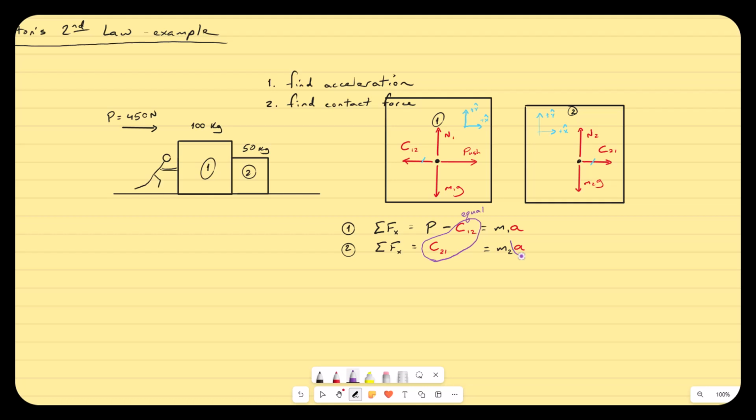And these two accelerations are equal, because if the one moves, then the other one will. So I just have this system of two equations with two unknowns. I'm going to take these two equations and just add them. Over here I get P plus C21 minus C21. They're equal, so I'm just going to call them the same thing. Equals M1A plus M2A. So I just added all the stuff on the left, all the stuff on the right.